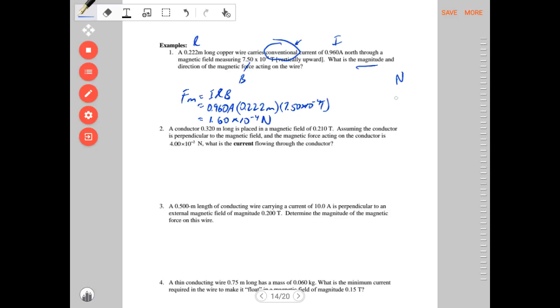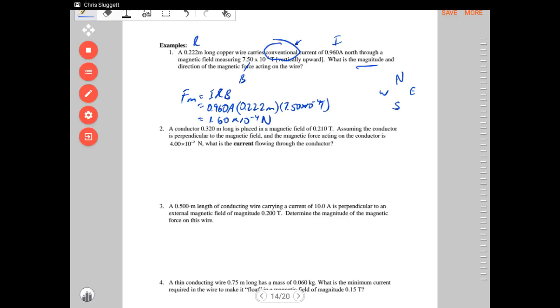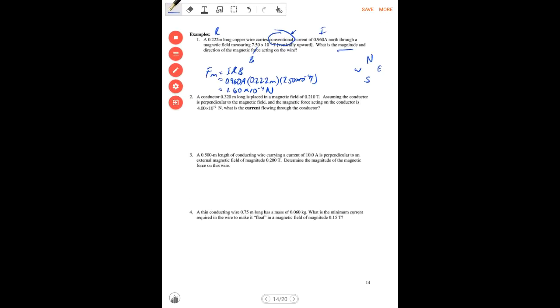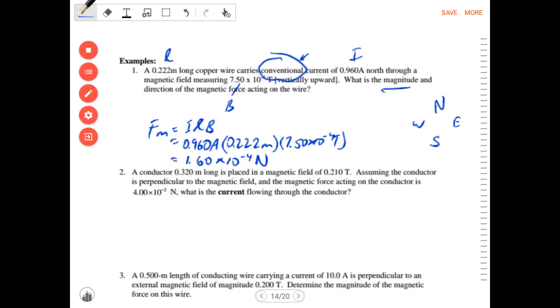So what is really easy, if you make a little compass, north, west, east, south, and remember we have up and down as well. So coming out of the page would be up, into the page would be down. Our current is going north, so we point our right thumb, remember right because it's conventional, north, and then the magnetic field is going upward, so we point our fingers up out of the page, and then we look where our palm pushes. Right thumb goes north, fingers come out of the page, so our palm pushes east. So this is 1.60 times 10 to the negative 4 newtons east.